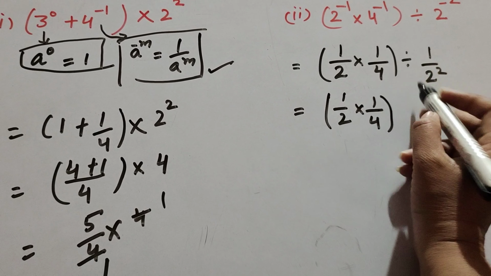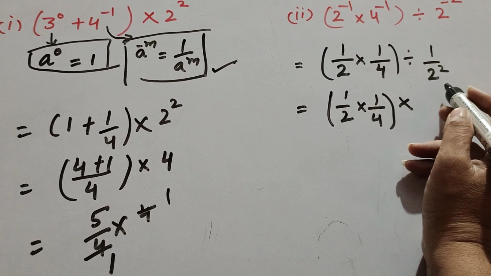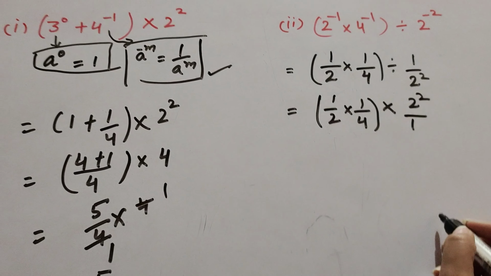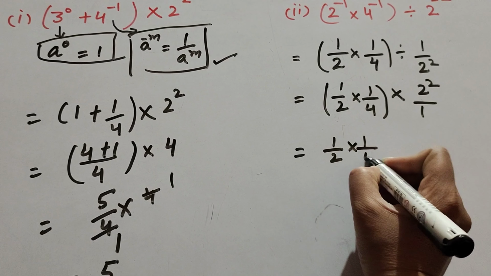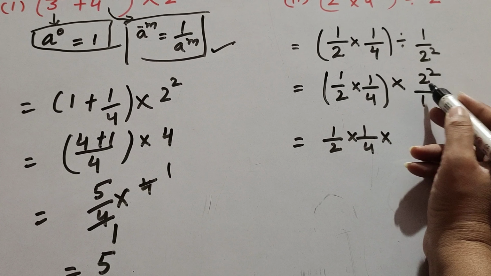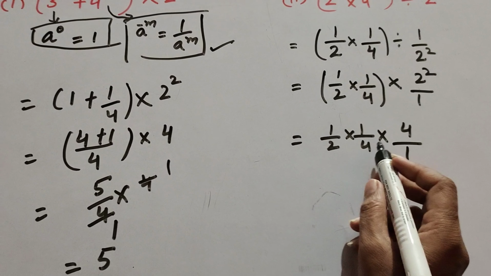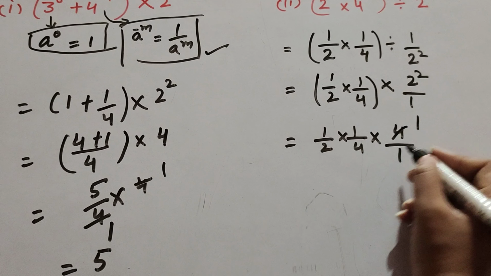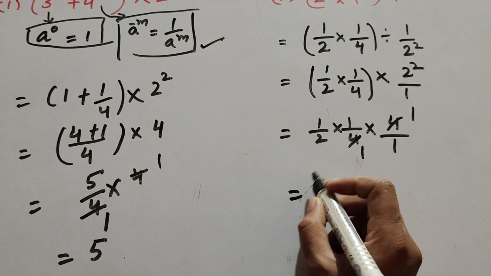Now we change this divide sign to multiplication. When we change the divide sign to multiplication, then we multiply the given term by its reciprocal. So its reciprocal is 2 raised to power 2 over 1. 1 over 2 multiply 1 over 4 multiply 2 raised to power 2. It is 2 times repeated multiplication of 2. So we write 2 multiply by 2, it is equal to 4. 4 over 1. Now 4 in numerator and 4 in denominator, both are cancelled on the table of 4. 4 ones are 4. So we get the answer 1 over 2.